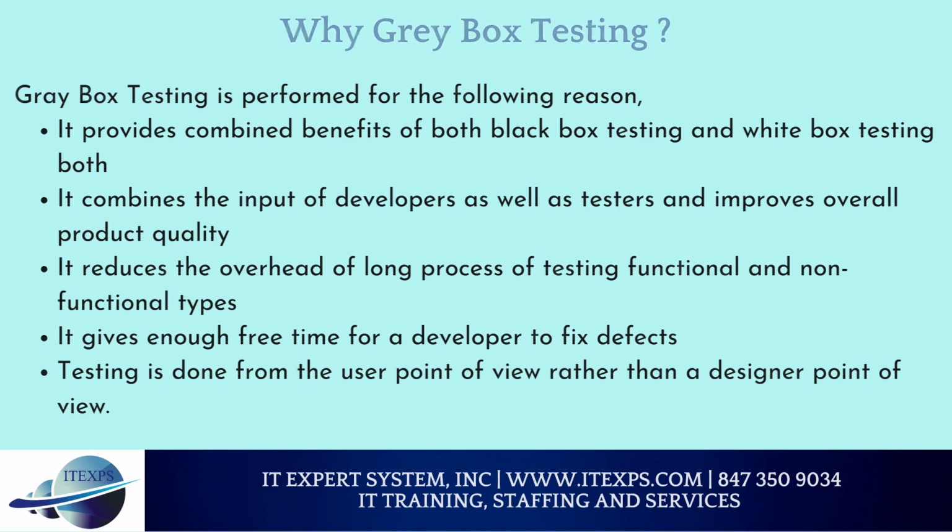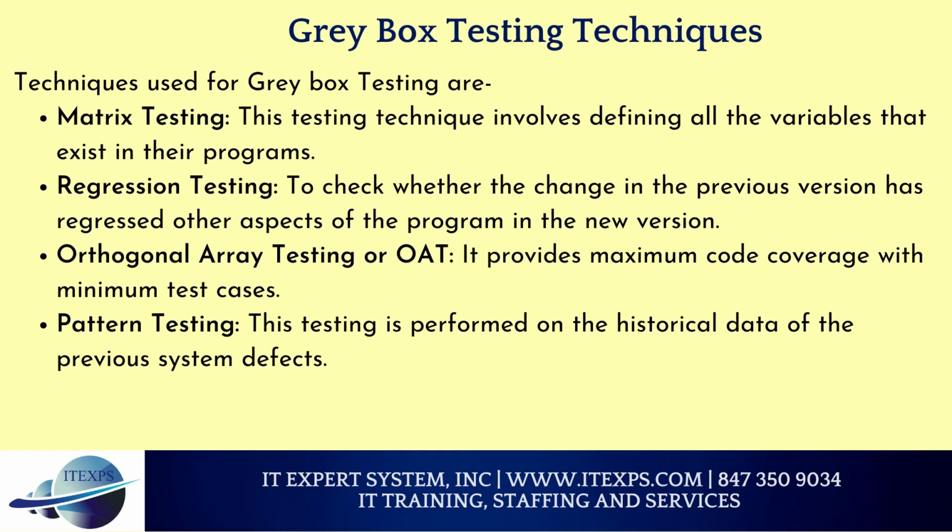Gray box testing techniques. Techniques used for gray box testing are: matrix testing. This testing technique involves defining all the variables that exist in their programs. Regression testing, to check whether the change in the previous version has regressed other aspects of the program in the new version. Orthogonal array testing, or OAT. It provides maximum code coverage with minimum test cases. Pattern testing. This testing is performed on the historical data of the previous system defects.